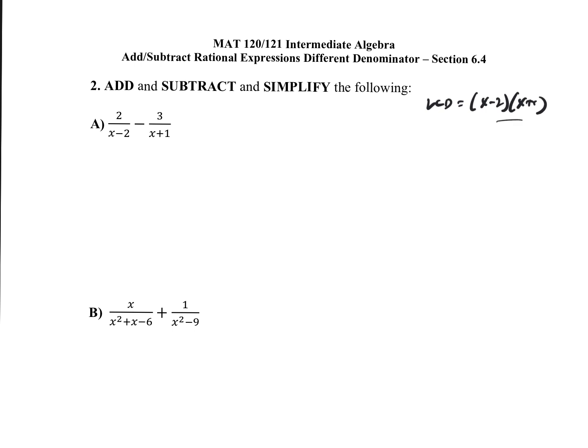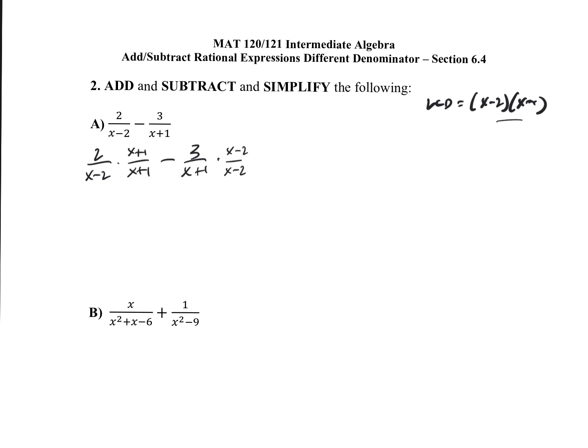as our LCD. So coming to our work, what we need to do is multiply each fraction by the part of the LCD that is missing. So for the first part, what's missing is the x plus 1. And for the second part, what's missing is the x minus 2. So we'll multiply top and bottom to build those equivalent fractions, all right?